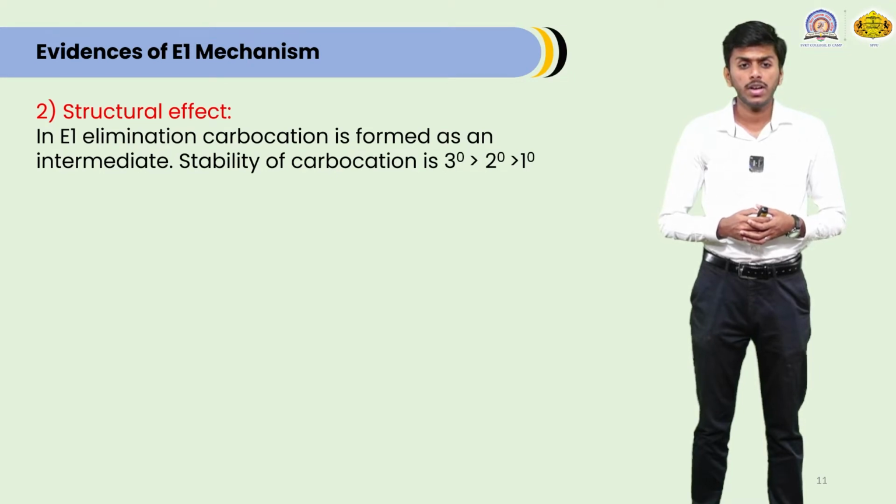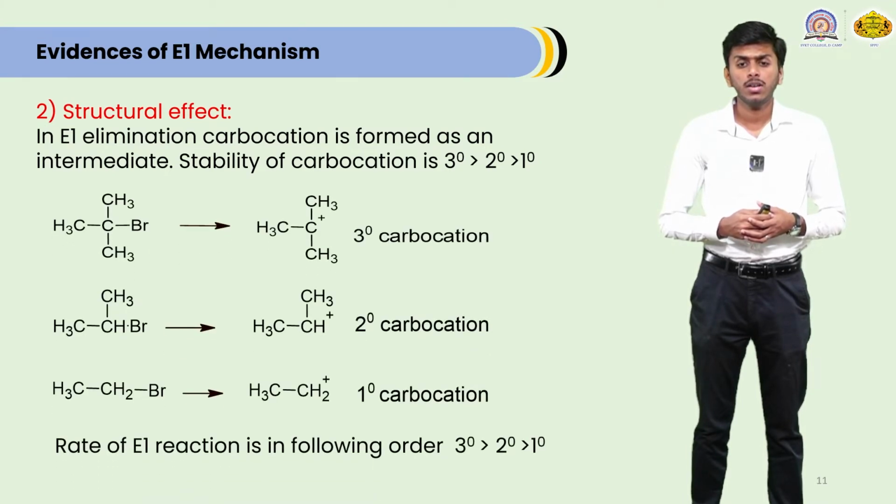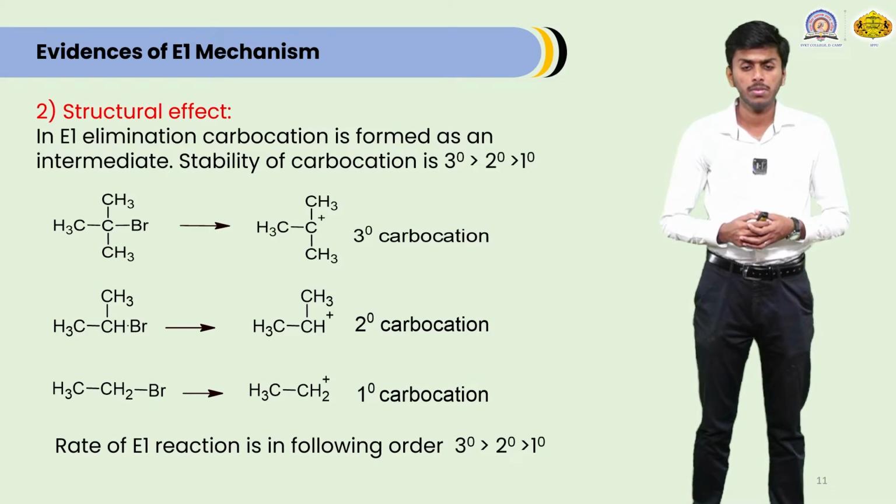Second is structural effect. In E1 elimination, carbocation is formed as an intermediate. The stability of carbocation is tertiary greater than secondary greater than primary. The rate of E1 reaction is in the same order, that is tertiary greater than secondary greater than primary. Here we can see the corresponding reaction of tertiary carbocation, secondary and primary respectively.